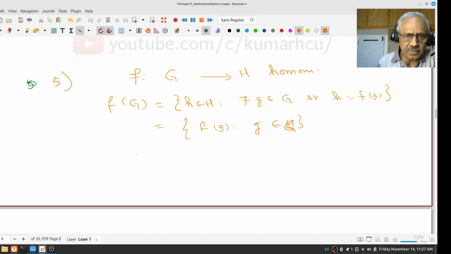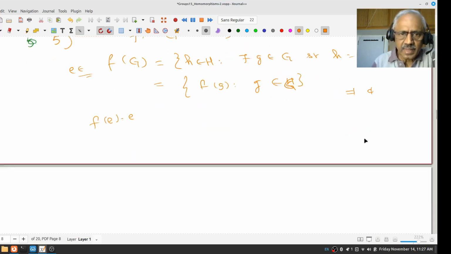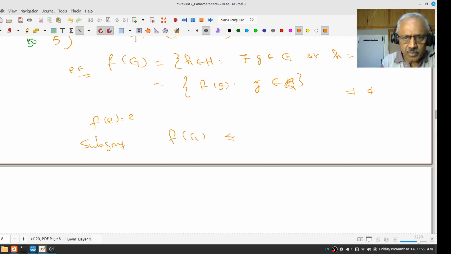Now notice that this is non-empty because the identity belongs to this. f of the identity of G is the identity of H, therefore e belongs to this. Therefore this is not empty. And I claim this is a group. This is a subgroup. That is, f of G is a subgroup of H.